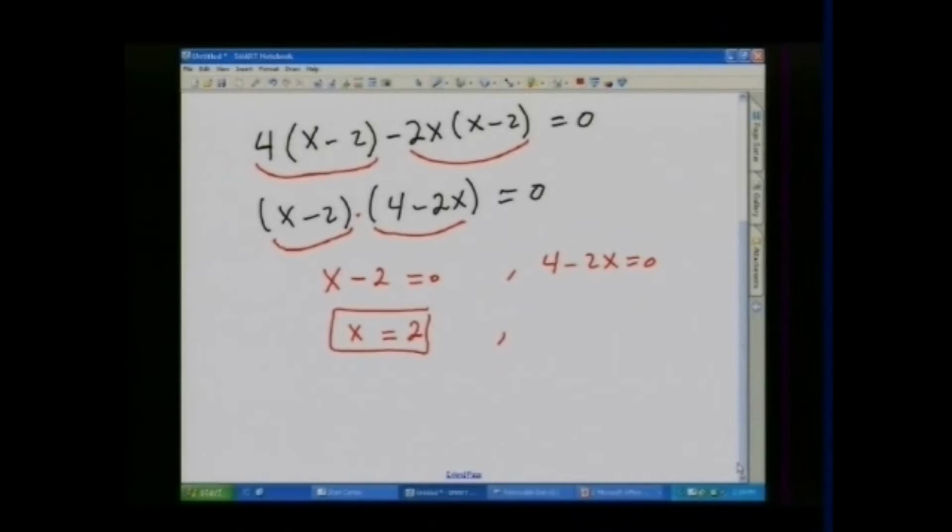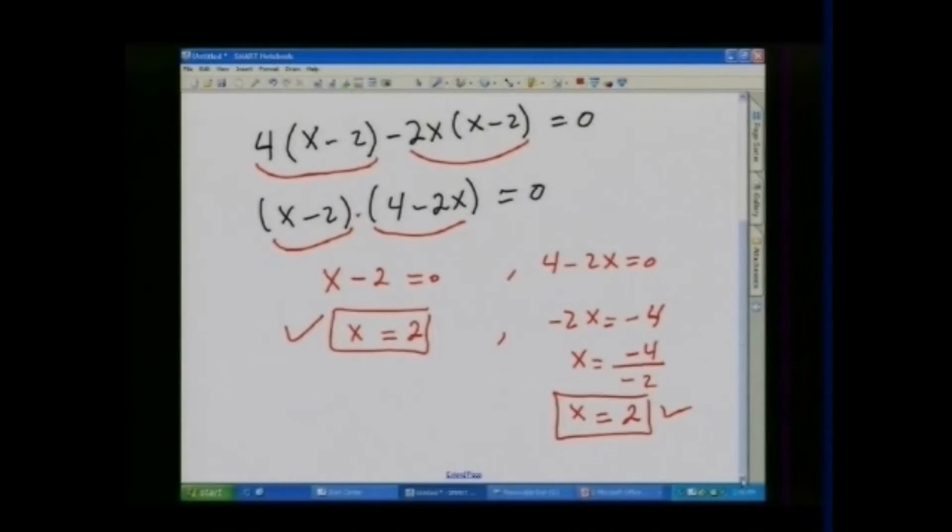And here, minus 2x equal to minus 4. Therefore, x is equal to minus 4 divided by minus 2. Therefore, x is equal to 2. These are the two solutions to this equation, and you can see they're basically the same answer. x is equal to 2. Either one of these would give you the same answer.